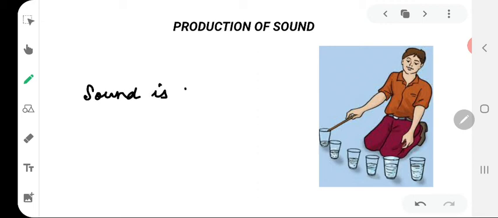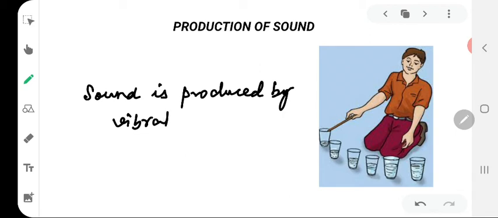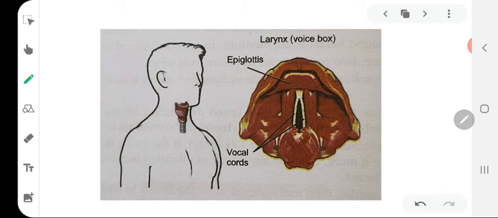Sound is produced by vibrating bodies. Our voice, that is talking, laughing, singing, shouting, crying, is produced by the vibrations of the vocal cords. Actually, we can feel the vibrations from the throat if we place our hand on the voice box, that is larynx.